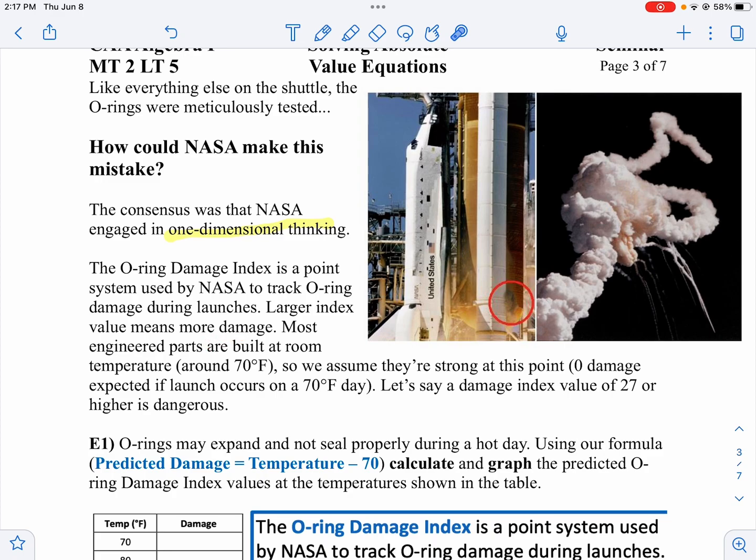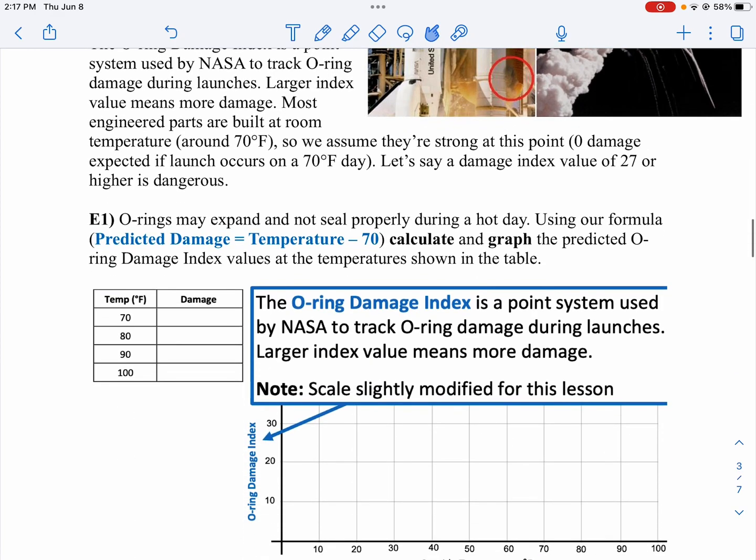Most engineered parts are built at room temperature, so a 70-degree launch would assume there's going to be 0 damage. And let's say under a point system, a value of 27 or higher, they had considered dangerous. So if it was 27 or higher, they wouldn't do it. Now, O-rings may expand and not seal during a hot day. So NASA was more concerned about the hot than the cold days. So using the formula where predicted damage equals the temperature minus 70, I want to calculate and graph the predicted O-ring damage shown in this table.